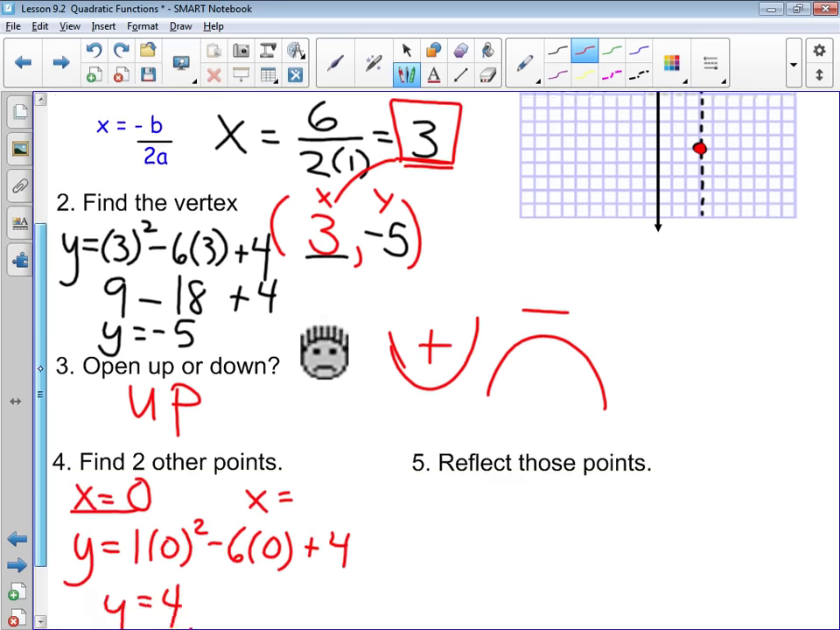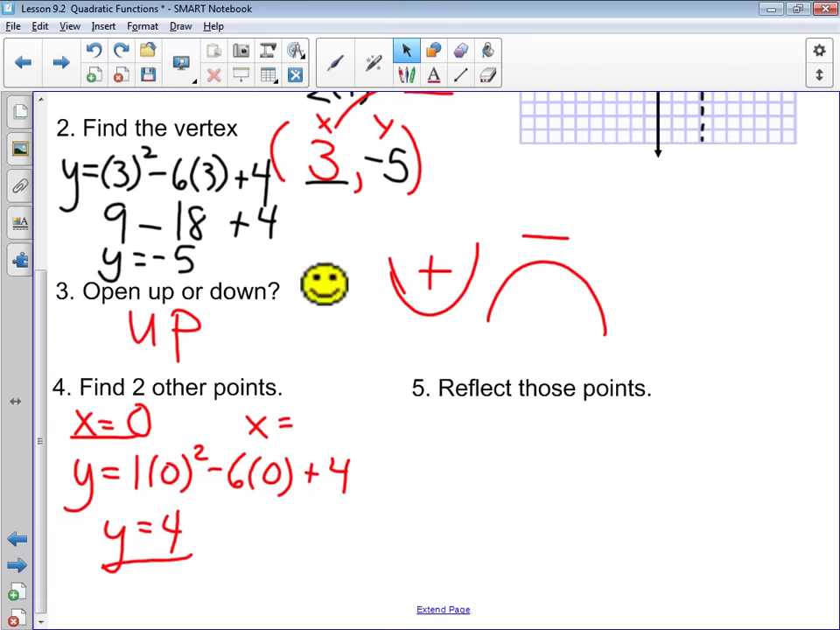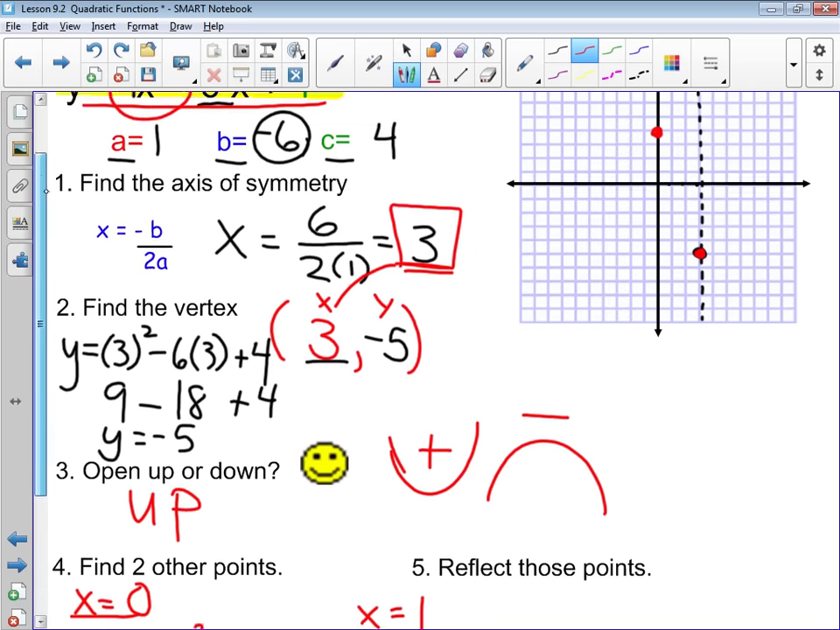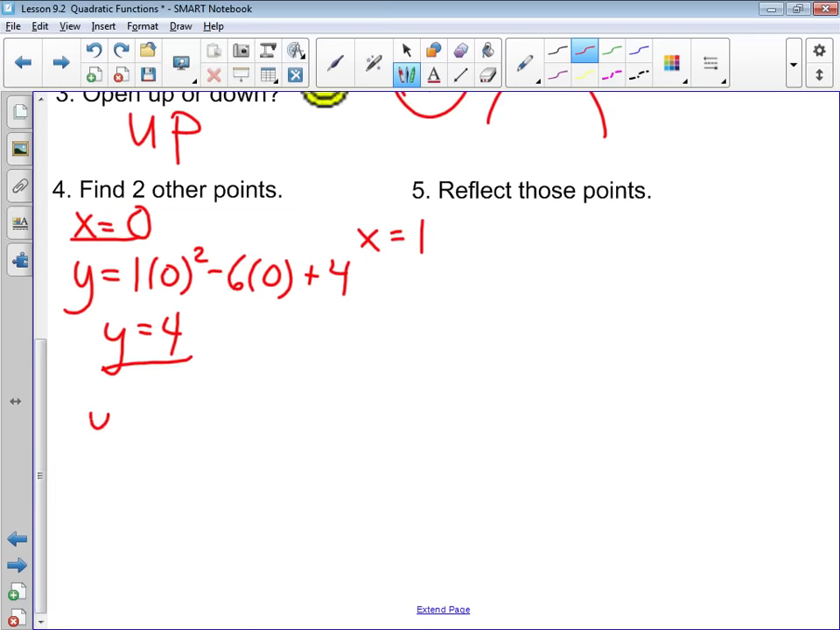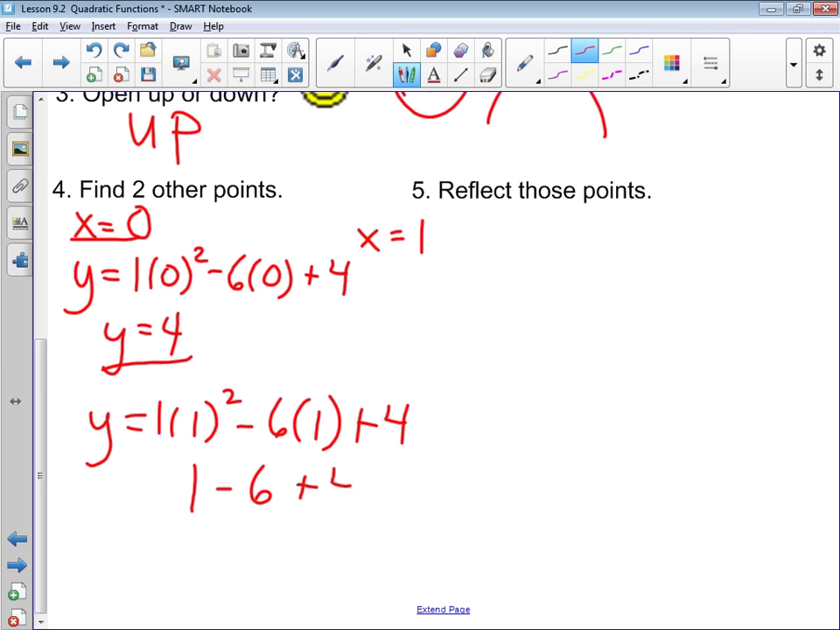0 in general is the easiest point to choose. Then I'm going to choose another point, x equals 1. And I'm going to take that point and put x back into the equation. So I've got y equals 1 times 1 squared minus 6 times 1 plus 4. 1 squared is 1. 6 times 1 is 6 plus 4. 1 minus 6 is negative 5 plus 4 is negative 1.